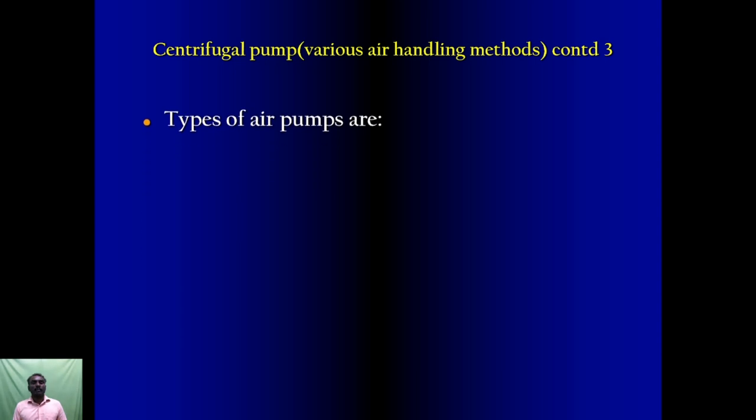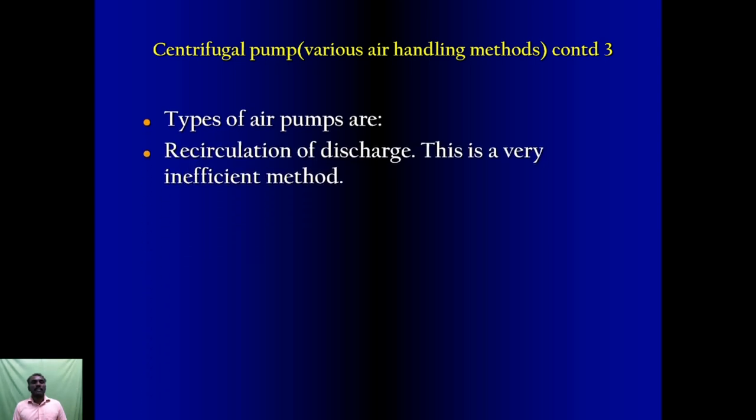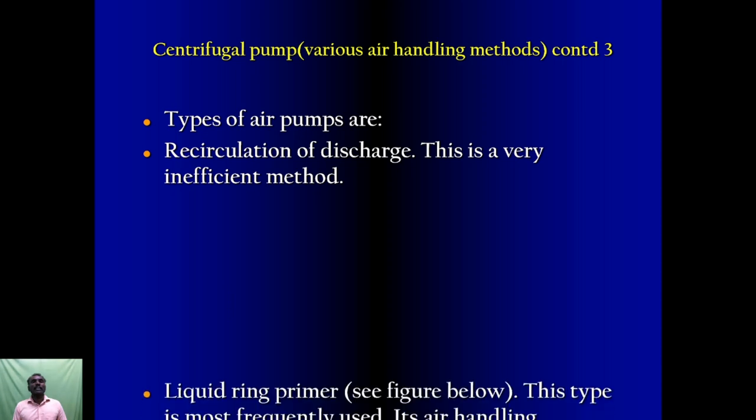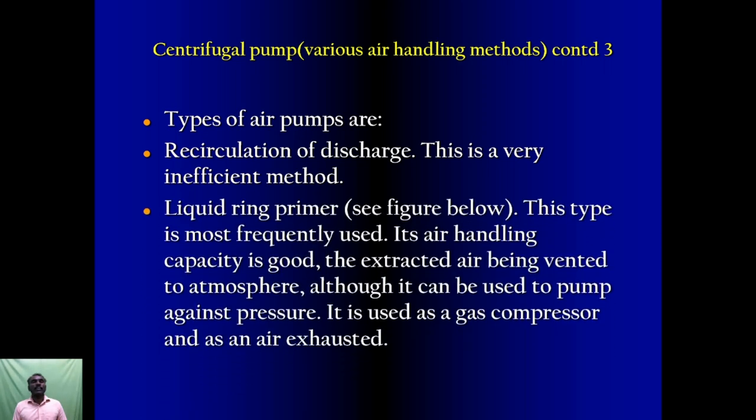Types of air pumps. The first type is recirculation of discharge. This is a very inefficient method. The second one is the liquid ring primer. This type is most frequently used. Its air handling capacity is good, the extracted air being vented to the atmosphere, although it can be used to pump against pressure. It is used as a gas compressor and as an air exhauster.